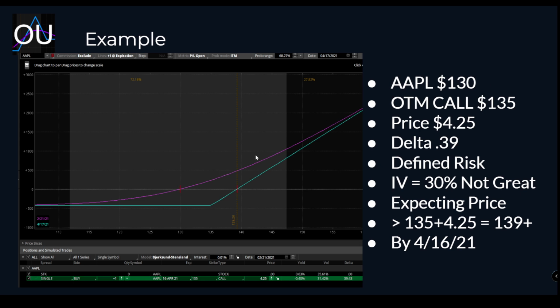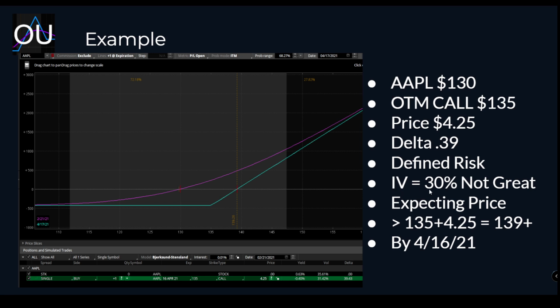Apple was at the time trading at 130, give or take a couple pennies, and you have the out of the money call at 135. It's a price of $4.25. Its delta is 0.39, meaning it has a 39% chance of being in the money, so obviously less than 50%. It's a defined risk trade because you're putting up that $4.25 times 100. So you're paying $425 for this contract because you're controlling 100 shares.